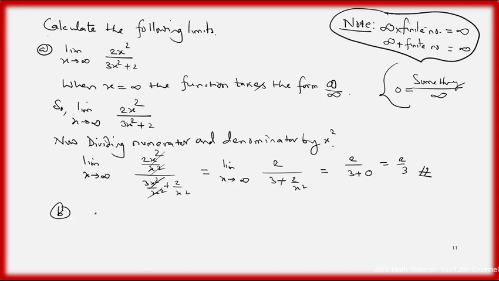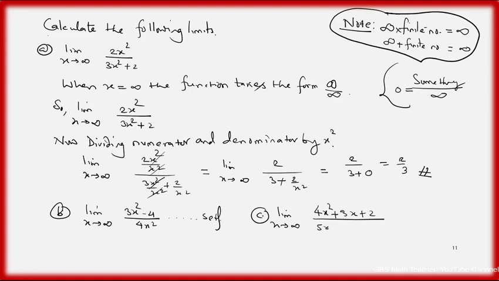Now let's move to question B. The B question is limit x tends to infinity of 3x square minus 4 over 4x square. The same process you can apply. This is for you. Please copy the question, dear students, and solve it. Similarly, question C: limit x tends to infinity of 4x square plus 3x plus 2 over 5x square plus 4x minus 3.